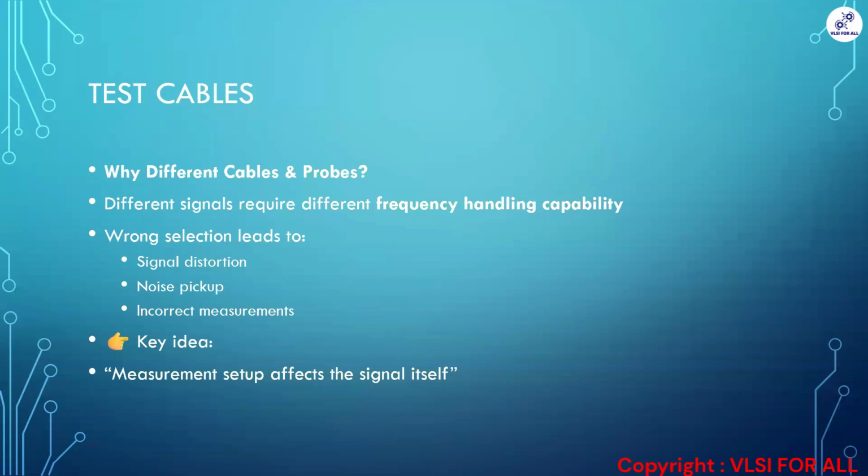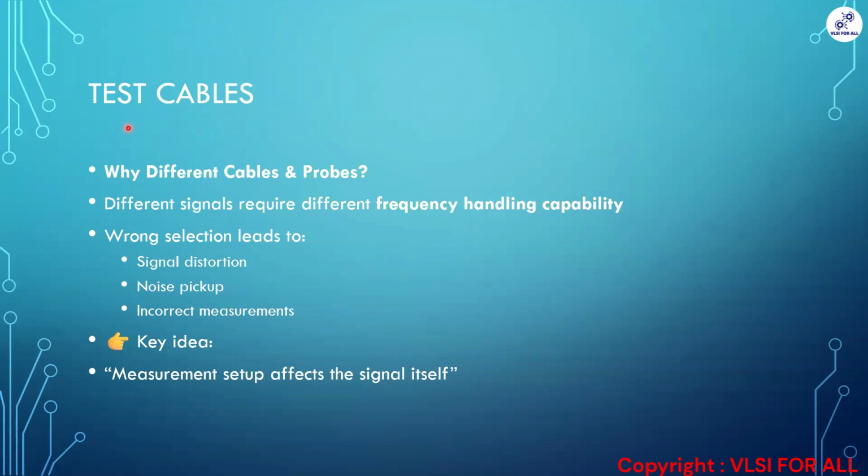Firstly, to understand the IP level of validation, we first have to understand the cables. What are the cables we are using? What are the probes we are using? Basically there will be different types of cables and probes.